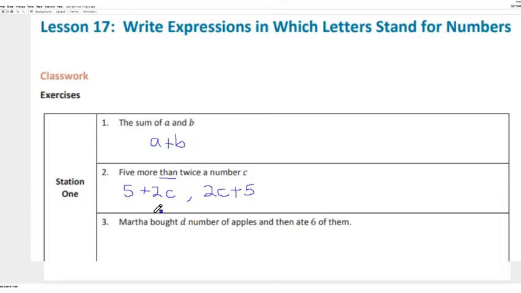Next, number 3, Martha bought D number of apples and then ate 6 of them. So she bought this many, and then she ate 6, which means that 6 went away.